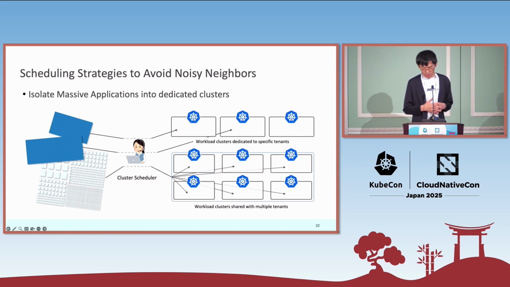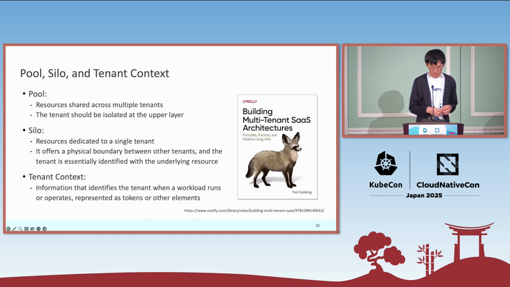So considering these trends, we isolate applications with high resource consumption into dedicated workload clusters because they are more likely to cause noisy neighbor problem. Meanwhile, smaller applications are placed in shared clusters, and this approach allows us to isolate only the necessary workloads without sacrificing resource efficiency. And this approach is based on the same principles in designing multi-tenant SaaS applications. If you are interested, please refer to this book.